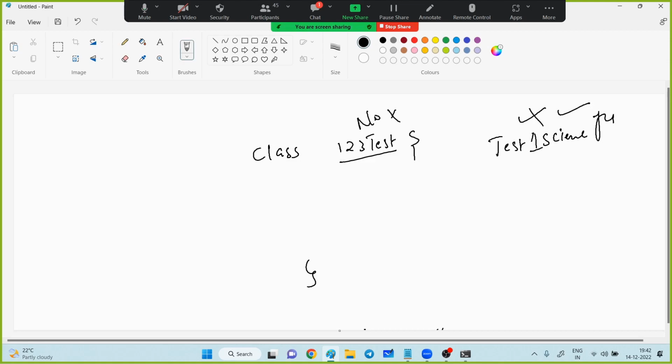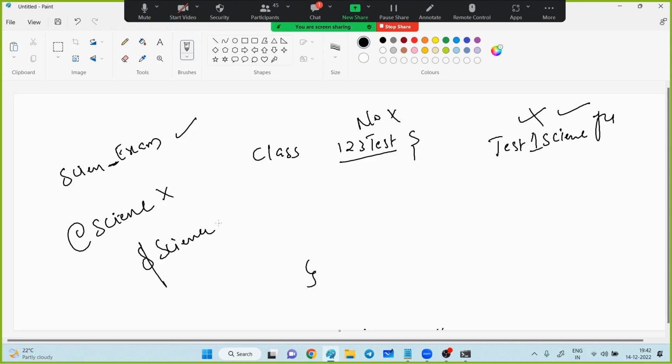Okay. Suppose I begin here like underscore science exam as the class name. Is it correct or wrong? Correct. Underscore is allowed. Okay. Suppose I write it like this, at the rate science. Is it correct? No, sir. Suppose I declare it like this with dollar signs. Correct. Yes, sir.